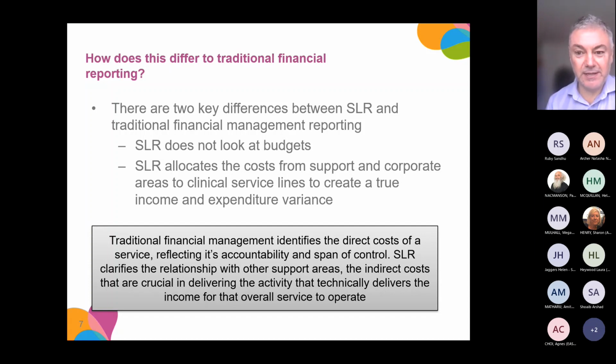However, the service line reporting is the true picture of how much it actually costs to run those services. So it clarifies, as I've said at the bottom, the relationship with other support areas. So the indirect costs that are crucial in delivering the activity for the patient. So, for example, radiology and pathology and theatres. So those services are now pulled into the main patient-facing services. So we can see what the full cost of a service is.